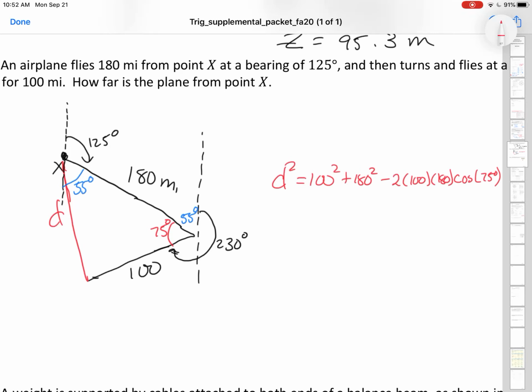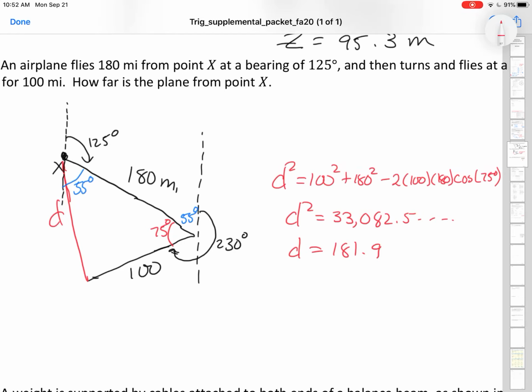We're going to take 100 squared, add to that 180 squared, subtract from that 2 times 100 times 180 times the cosine of 75 degrees, making sure we're in degree mode. And we're going to hit equals, and we're going to have a big number. So we're going to get d squared is equal to a fairly big number, 33,082.5, and it just keeps going. But remember, we're just going to take the square root of that answer, and we're going to come up with 181.88. So d is equal to 181.9.